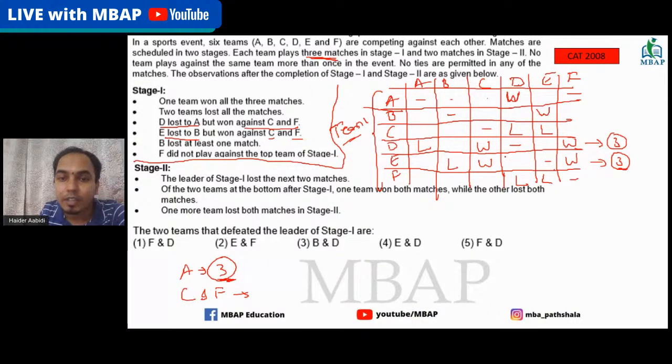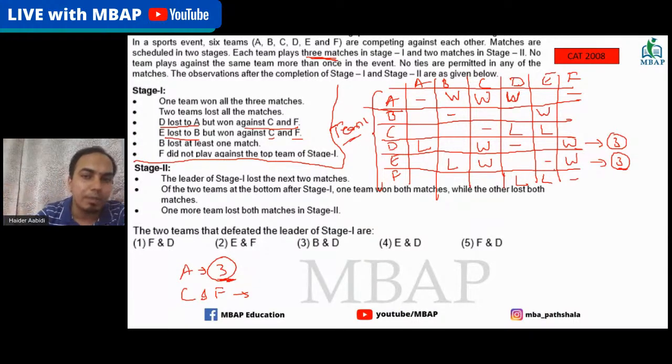So I cannot have a result for E and A, because E is already done with three results. So E is also out. That means A is going to win against B and A is going to win against C. This is how you understand how you get an answer with regards to the points table.